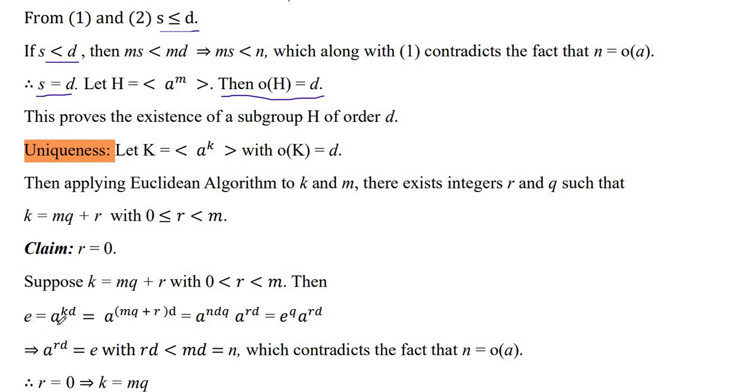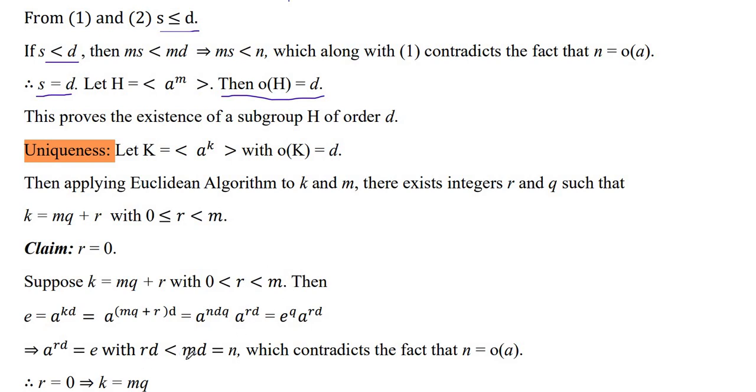Then when we consider e, which is (a^k)^d, this k is rewritten as mq plus r, and you are taking this d inside, so this must be mdq plus rd. But we know already that a^(md) is nothing but e. So you have a^(rd) to be e with rd less than md. You have just r less than m only, but you are multiplying both sides by d.